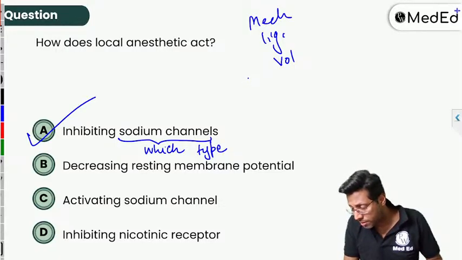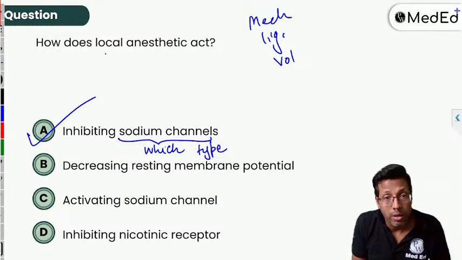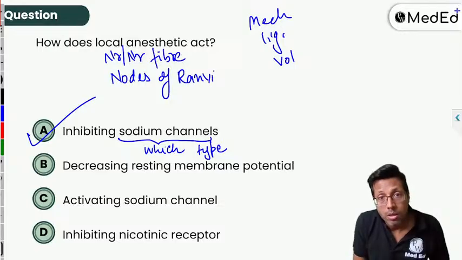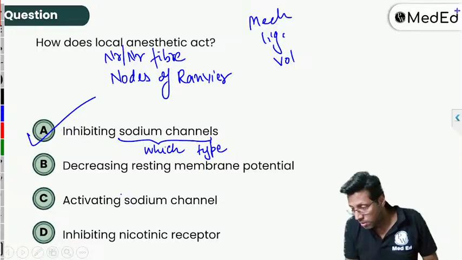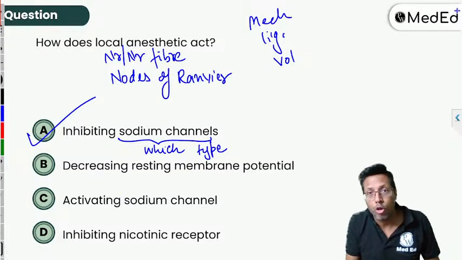Nodes of Ranvier, correct. Local anesthesia works on the nerve. It works on the nerve fiber. Absolutely correct. On the nerve or the nerve fiber, it is working at the nodes of Ranvier. Right. So, correct. Voltage. I give you 3 options.